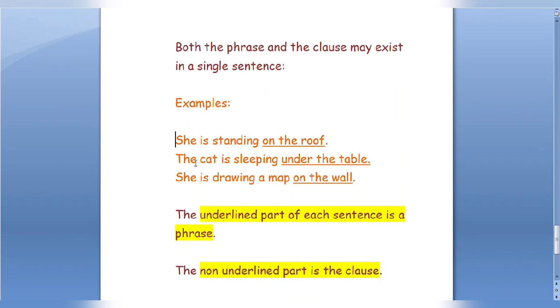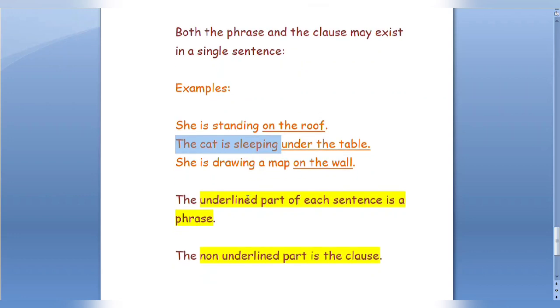Look at the next example. The cat is sleeping under the table. Under the table is the phrase. The cat is sleeping is the clause. Okay. She is drawing a map. If you consider this part of the sentence, it's making some sense, like it's making complete sense. She is the subject, is drawing a map is the predicate. Now if you consider on the wall, it does not make complete sense. So that is the phrase. And she is drawing a map is the clause.